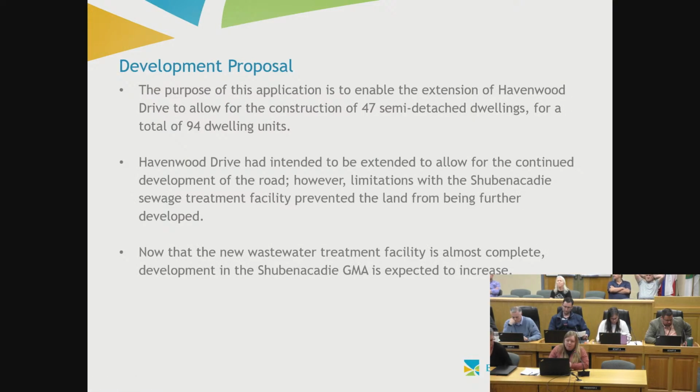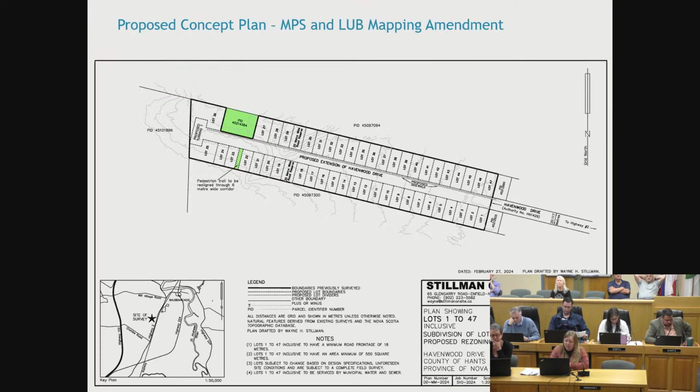So again, the purpose of the application is to enable the extension of Havenwood Drive to allow for the construction of 47 semi-detached dwellings for a total of 94 dwelling units. Havenwood Drive had intended to be extended to allow for the continued development of the road. However, limitations with the Shubenacadie sewage treatment facility prevented the land from being further developed. Now that the new wastewater treatment facility is almost complete, development in Shubenacadie is expected to increase.